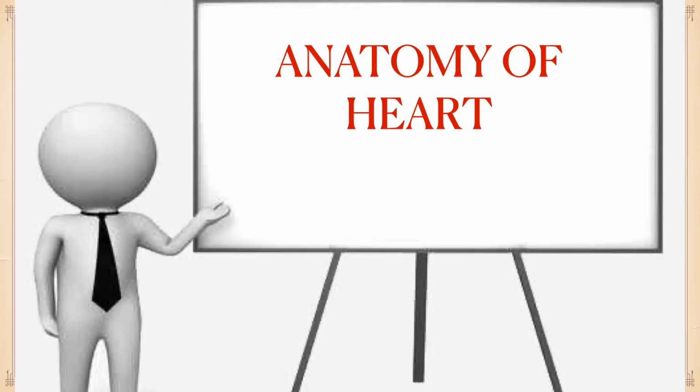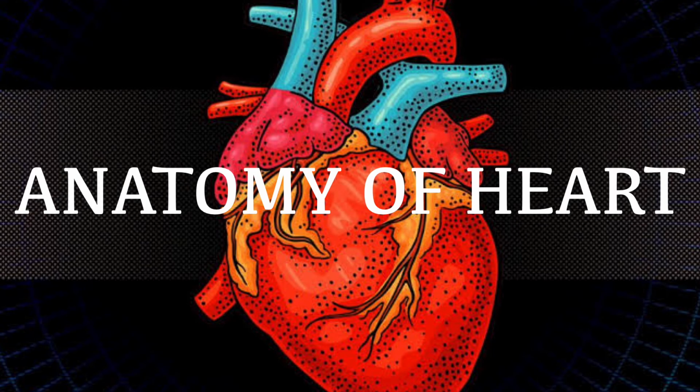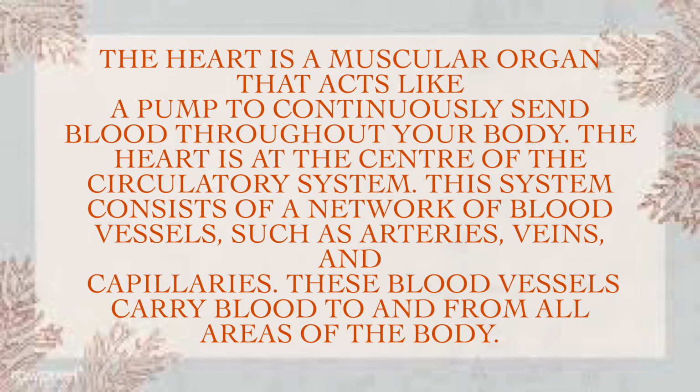Anatomy of the heart. The heart is a muscular organ that acts like a pump to continuously send blood throughout your body. The heart is at the center of the circulatory system. This system consists of a network of blood vessels such as arteries, veins, and capillaries. These blood vessels carry blood to and from all areas of the body.